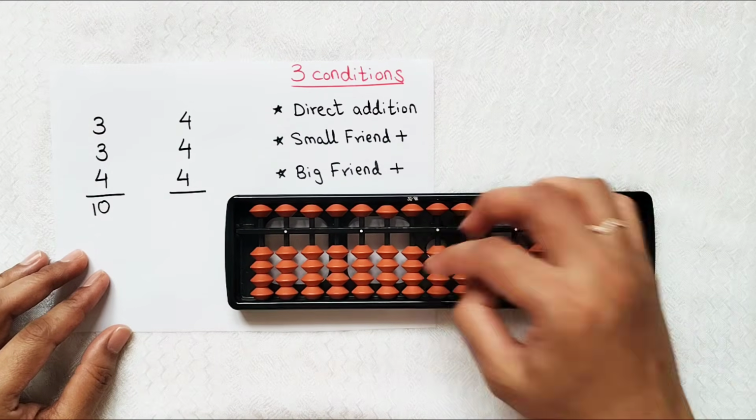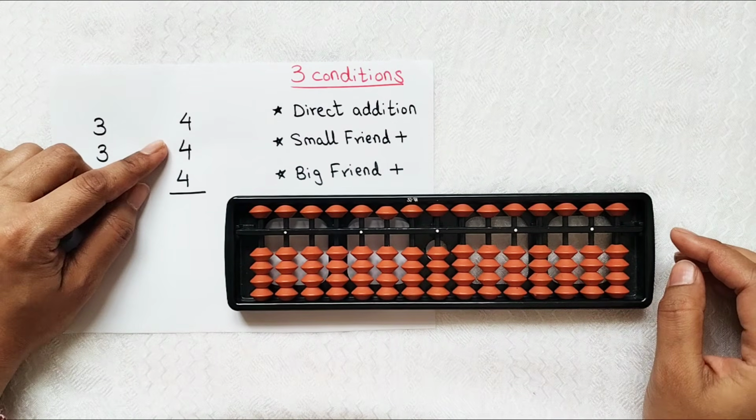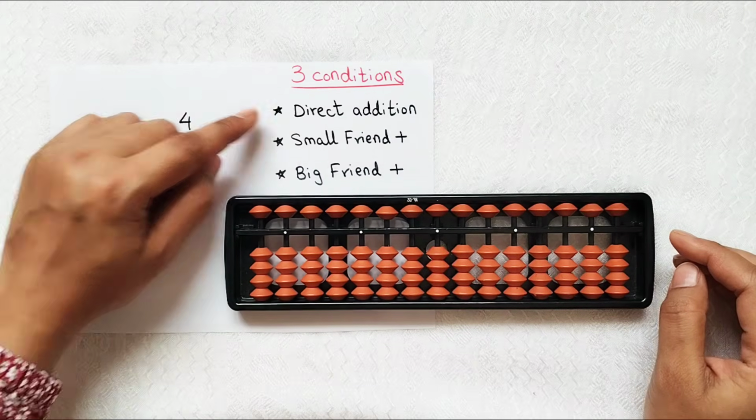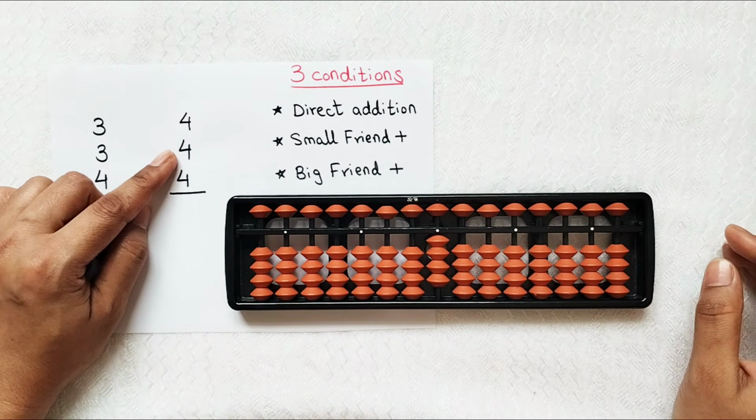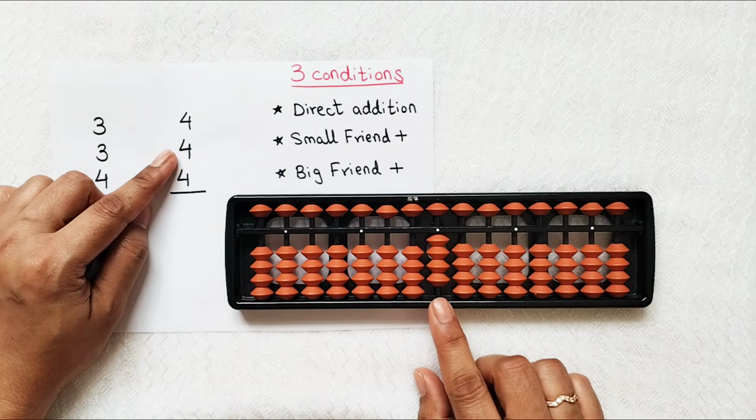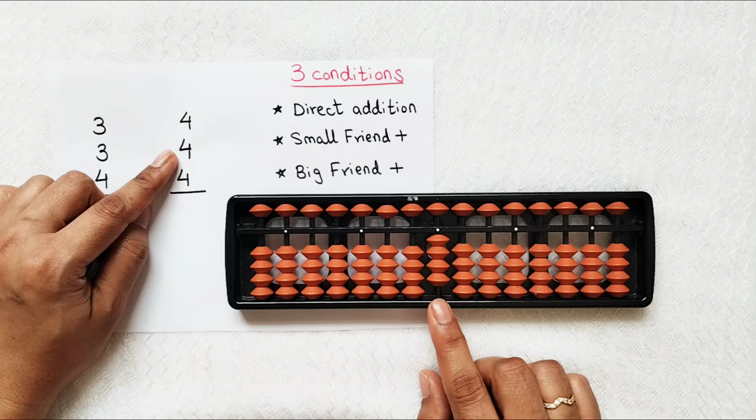Next one. 4 plus 4 plus 4. Now first thing is 4. I place the number first. Again I need to add 4. Can I do direct addition? No, I have used all the beads. Lower beads are in use.